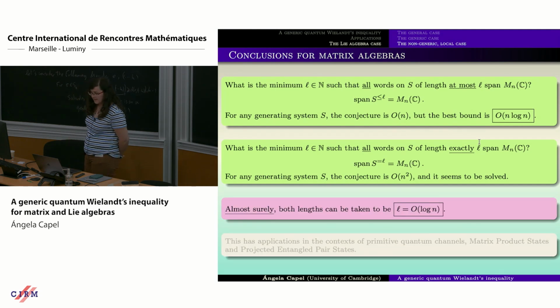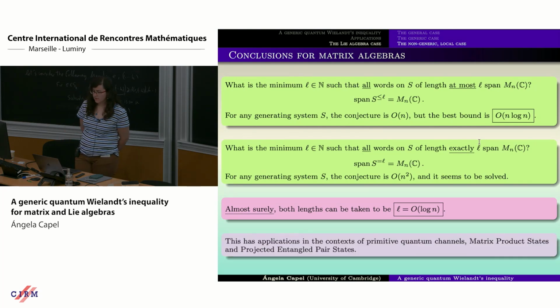And what we say here is that almost surely both lengths can be taken to be of order log of n, and that this has applications in the context of quantum channels, for the index of primitivity of quantum channels, for matrix product states, and for projected entangled pair states.